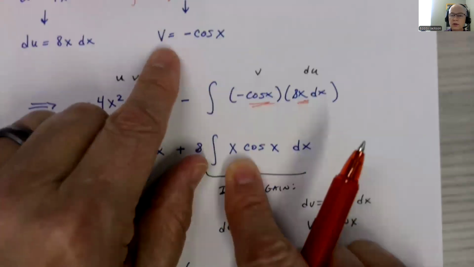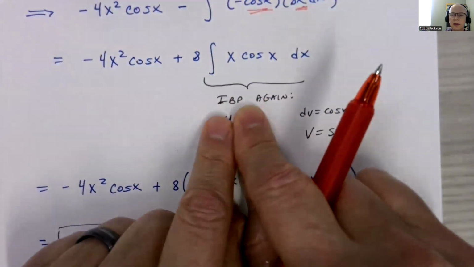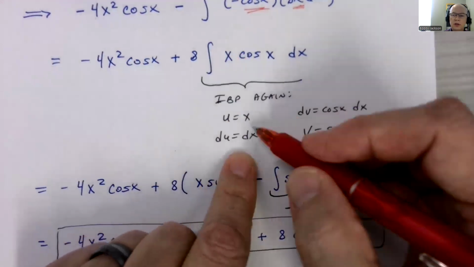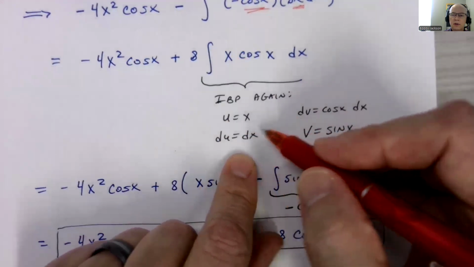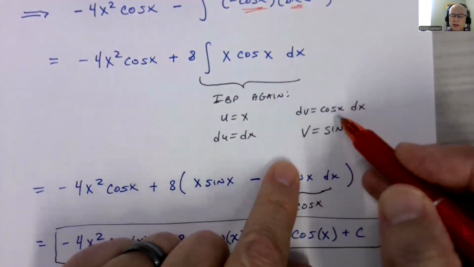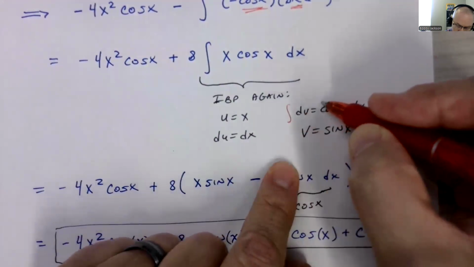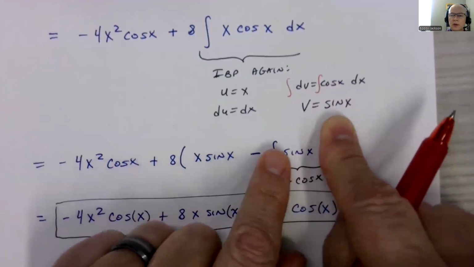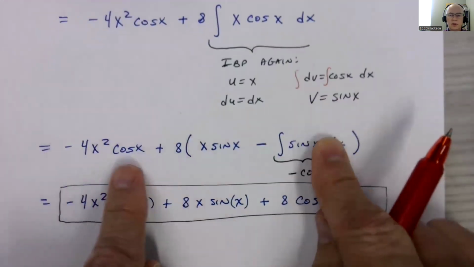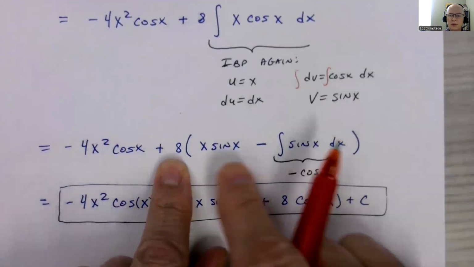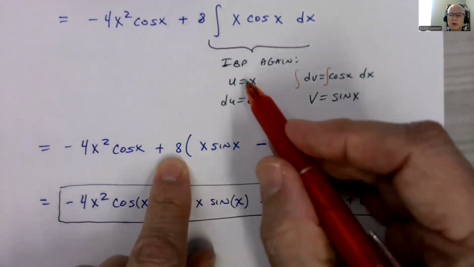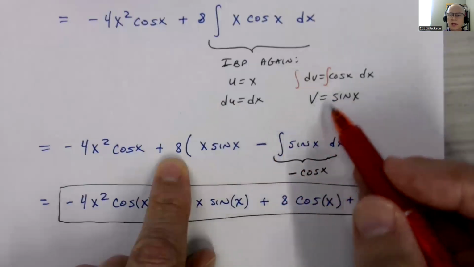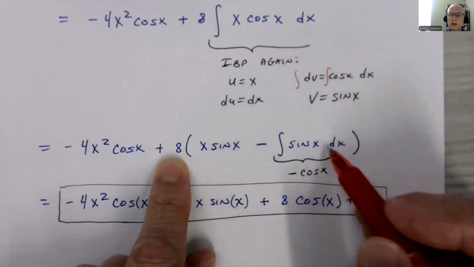So go ahead and do what? Integration by parts again. This time we'll choose u to be x. There's our algebraic part, so du is just equal to dx. And then dv would be cosine of x dx, and here we integrate: the antiderivative of cosine of x is sine of x. So now I have the negative 4x squared cosine of x plus 8 times, so put that in parentheses, integration by parts: uv, x times sine of x, minus the integral of v du, sine of x times dx.